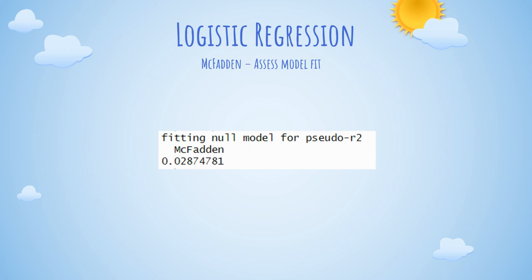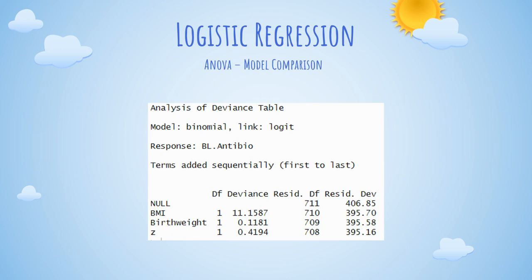We can now assess our model fit with the McFadden pseudo R squared, and our number here is 0.02 or 0.03 rounded. This is low and demonstrates a poor fit. We can now do a model comparison. Comparing each added variable, we can see that adding these predictors improves the model fit. However, there is not too much improvement between each predictor.